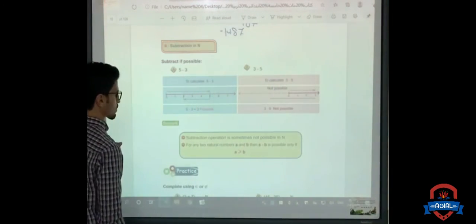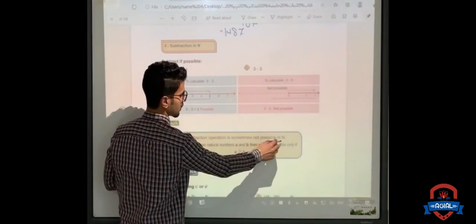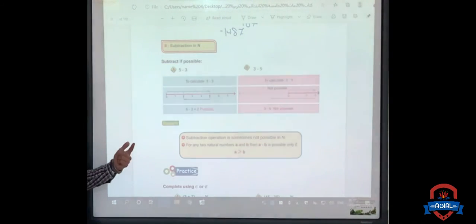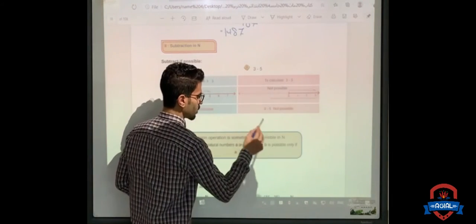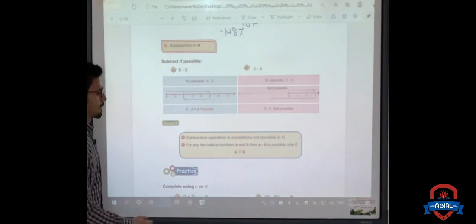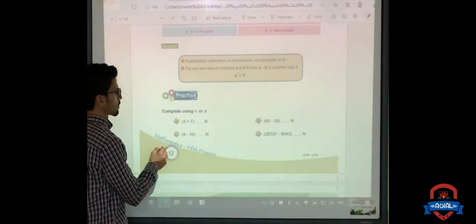So the subtraction operation is sometimes not possible in N. For any two natural numbers a and b, a minus b is possible only if a is greater than or equal to b. And now let's solve this practice.